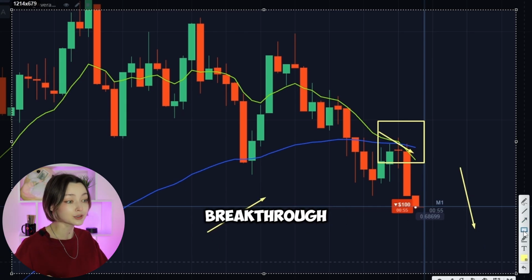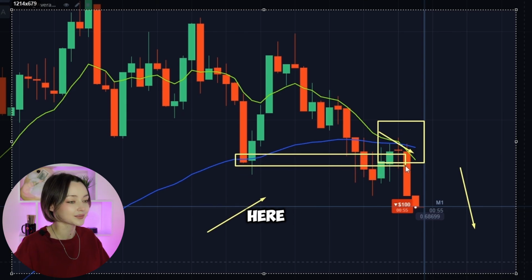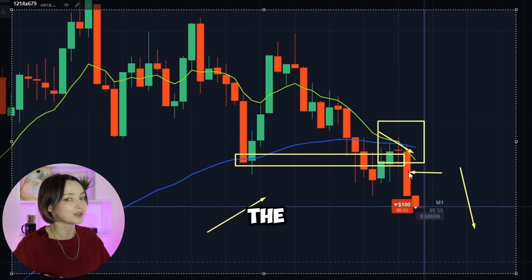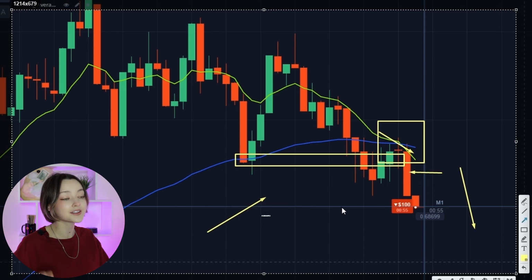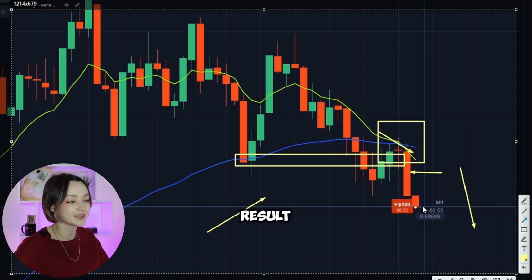I see a break through the support level as a confirming factor here just as well, right here. Basically, guys, when this level was broken, I also saw a good impulse candle in favor of the sellers. It shows the complete dominance of the sellers at this moment. So let's wait for the result.